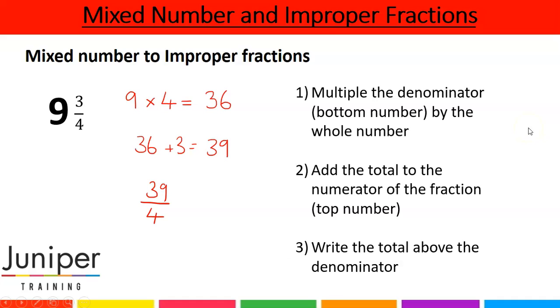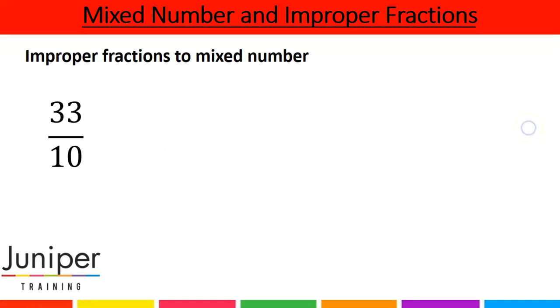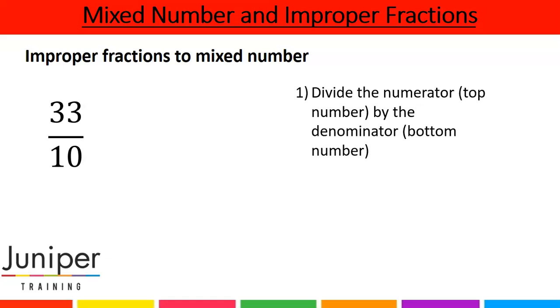Of course, now we've got to be able to do it the other way. So let's have a look at the method for that one. So we've got an improper fraction here. We've got 33/10. So the method for converting this into a mixed number fraction. We divide the numerator, the top number, by the denominator, the bottom number.